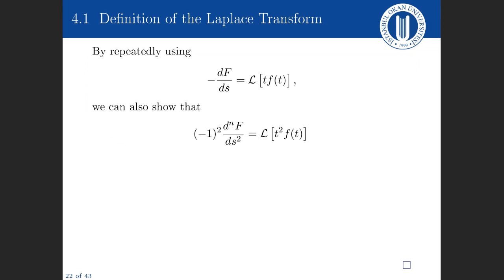What about for higher n? If we use this formula 2 times, it's possible to show that the formula is also true for n equal to 2. And then we can show that it's true for n equal to 3, and then for n equal to 4, and so on.